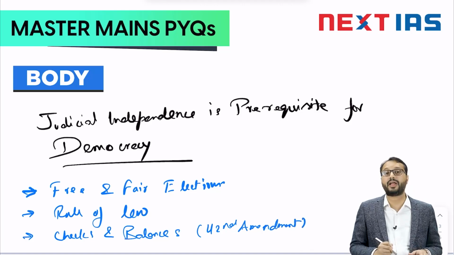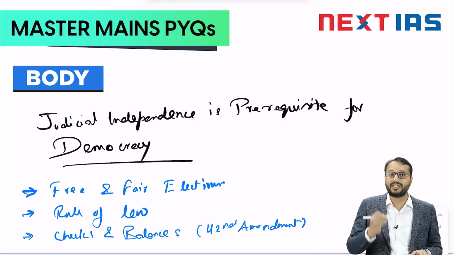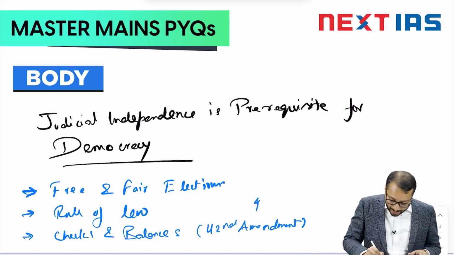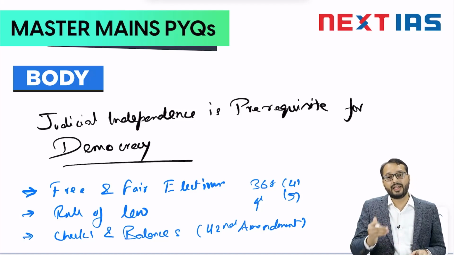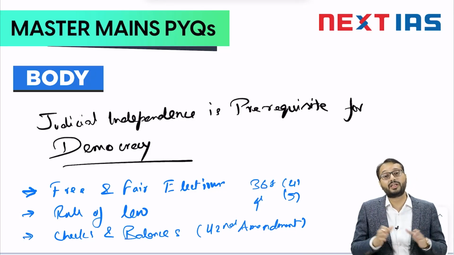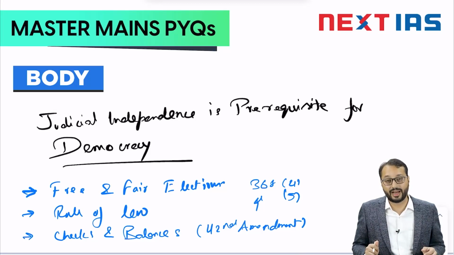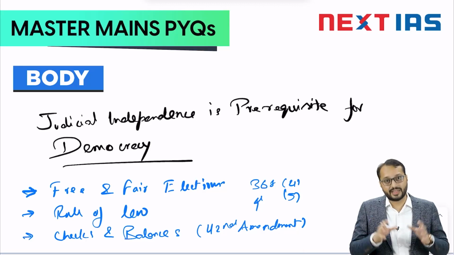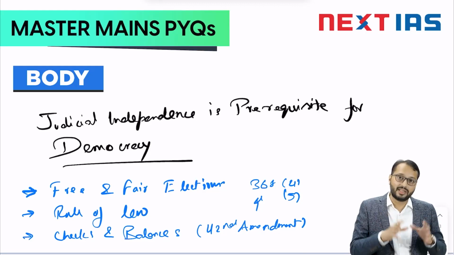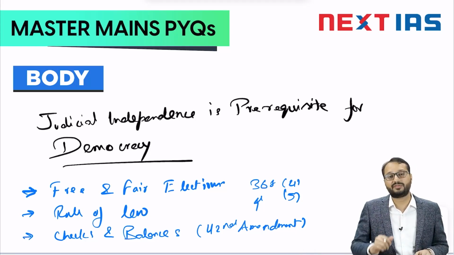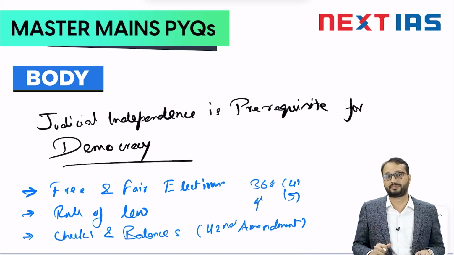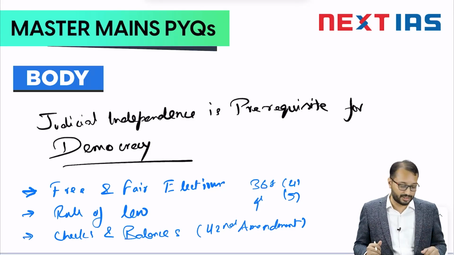What did the 42nd Amendment Act do? It tried to amend Article 368 by inserting Clause 4 and Clause 5. Clause 4 and Clause 5 basically said that any constitutional amendment is outside the scope of judicial review, which was corrected in the Minerva Mills case. So, the Minerva Mills case, in essence, restored the balance of power, and therefore we say that an independent judiciary is very important for checks and balances between various branches of the government.